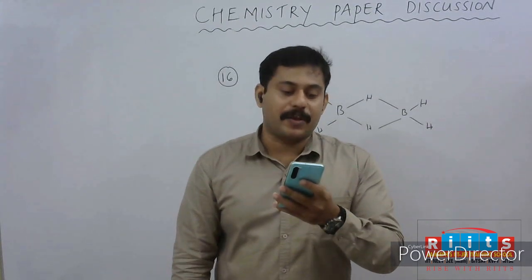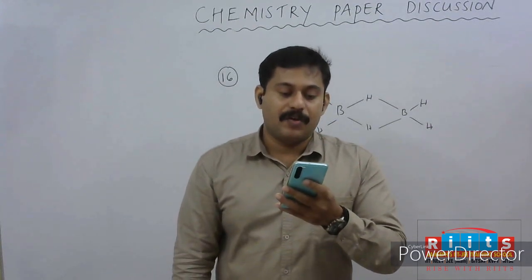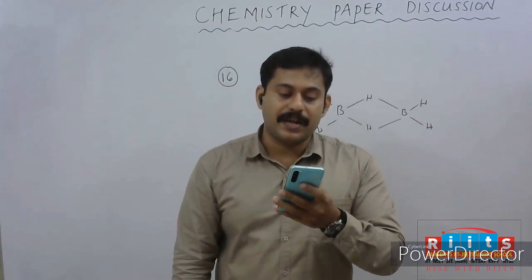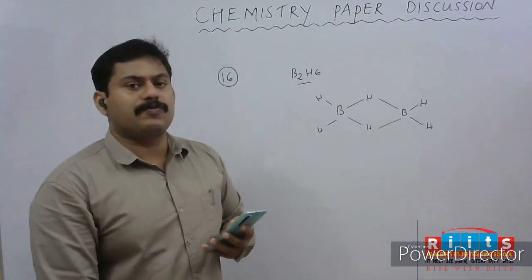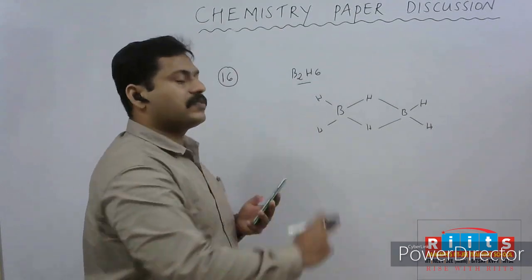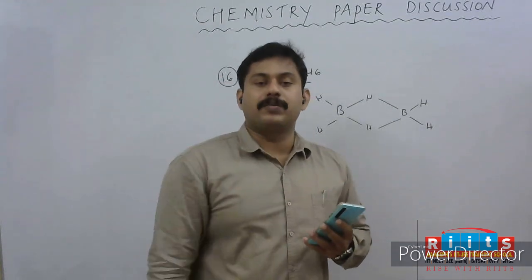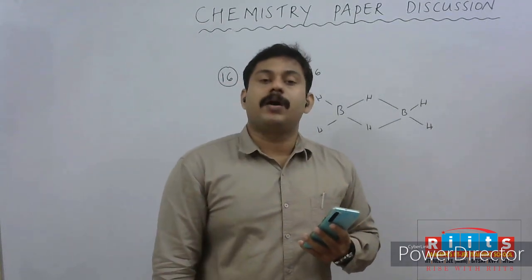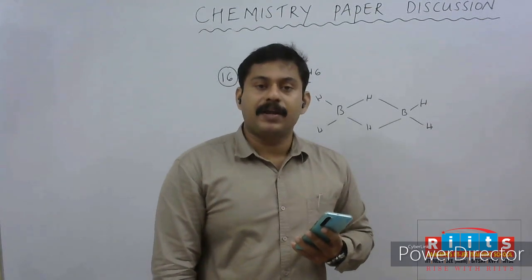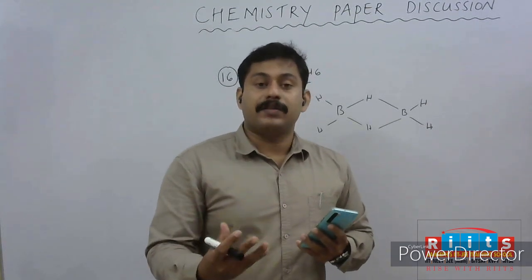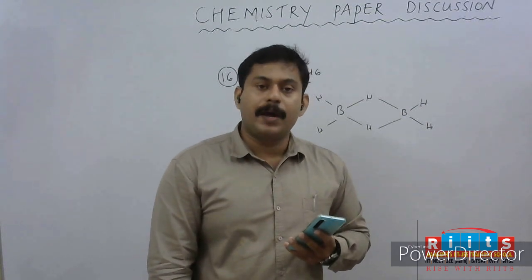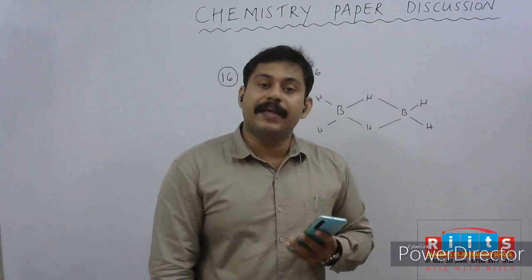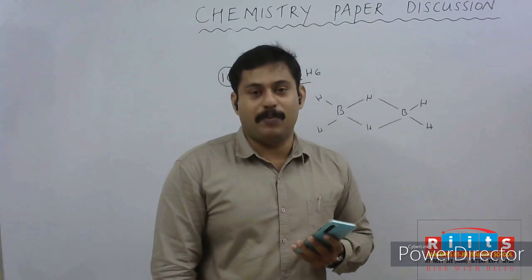Okay, let's discuss question number 16. Which among the following statements regarding the structure of diborane is incorrect? That is an NCERT textbook question. We know the diborane structure. We have 2 banana bonds and 4 terminal boron-hydrogen bonds, right? These four terminal bonds are actually 2 center 2 electron bonds only. But what about the 2 banana bonds? They are 3 center 2 electron bonds only.